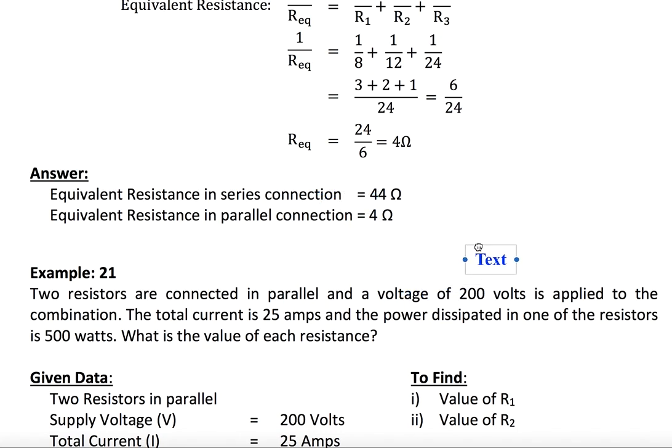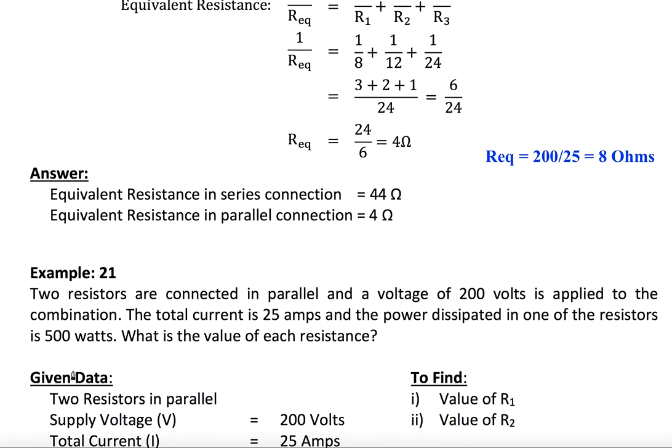Let's tell me the R equivalent. What is R equivalent in this case? R EQ equal to how much? 200 upon the total current, which is 25. 25 times 4 is 100, so this is 8 ohms. 8 ohms is the R equivalent in this case. Keep it aside.